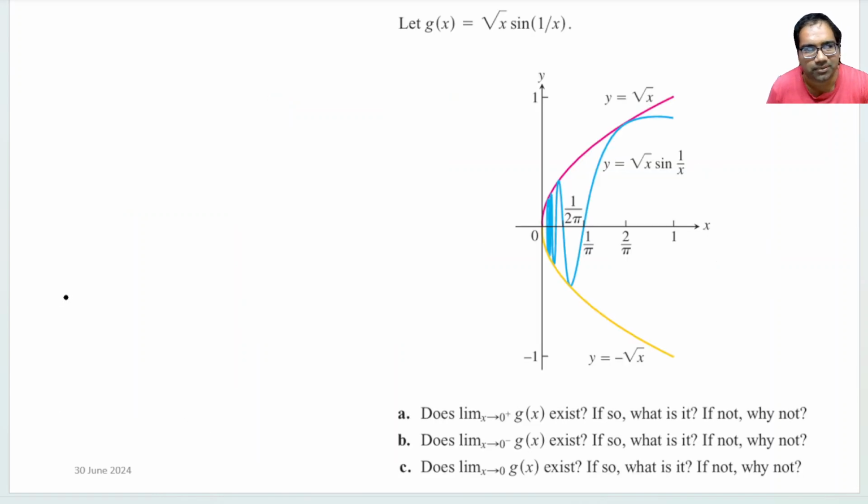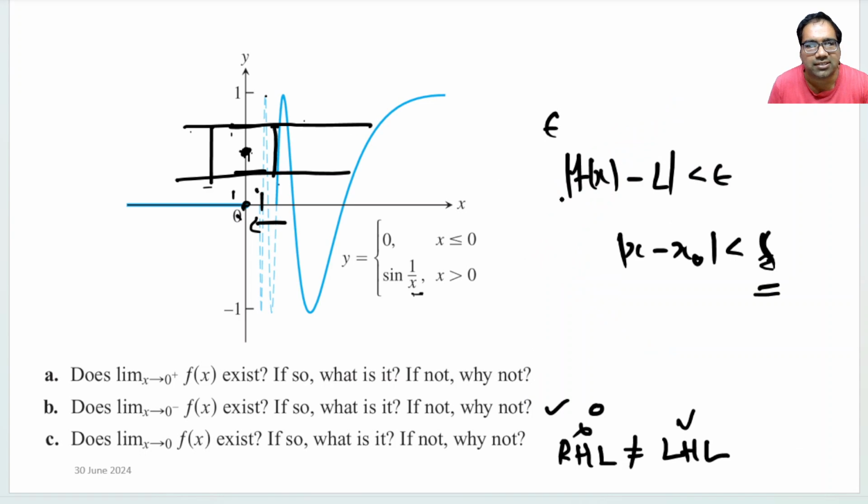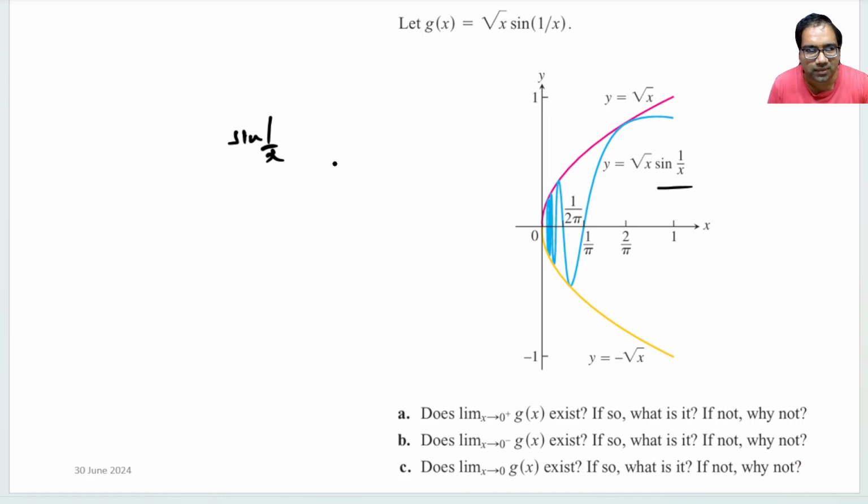Let's take one more example. This is again sin 1 by x, now multiplied by root x. Sin 1 by x, we discussed it. This fluctuates a lot. Earlier, what is the difference? It is actually sin 1 by x multiplied by 1 there. Here, what we are doing is multiplying with root x.